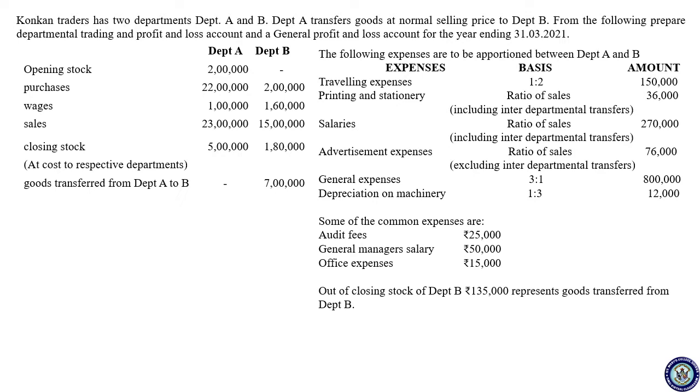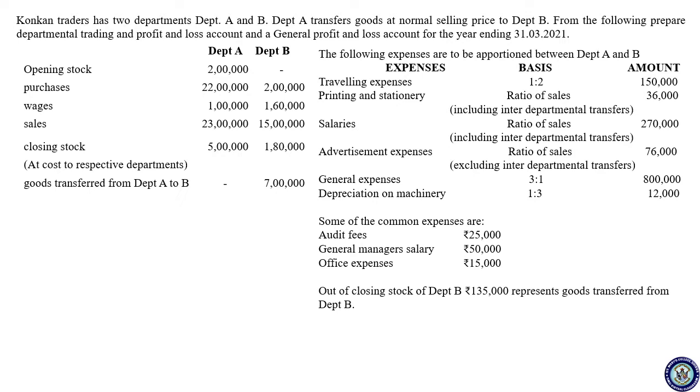From the following, prepare departmental trading and profit and loss account and a general P&L account for the year ending 31st March 2021. So you have to prepare departmental trading and P&L account and a general P&L account.